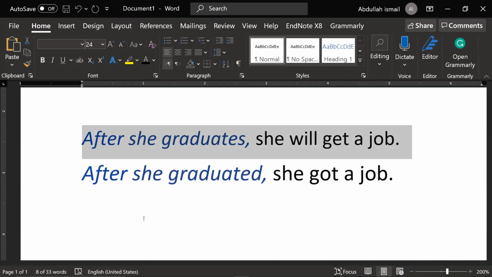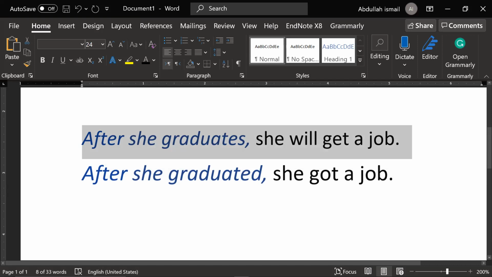Again. After she graduates, she is planning to get a job. Yes. But after she graduated, I mean, that was in the past. Yes. So this sentence signifies or talks about or explains a future event, something that will happen in the future, 2 years from now. But here, it talks about something that already happened.